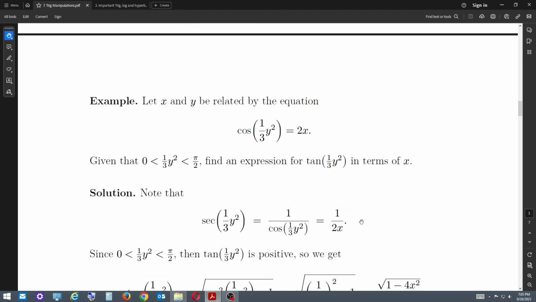So once I give you a trig function of an angle, I am expecting that you should be able to use your identities to be able to find some other trig function using that same angle.